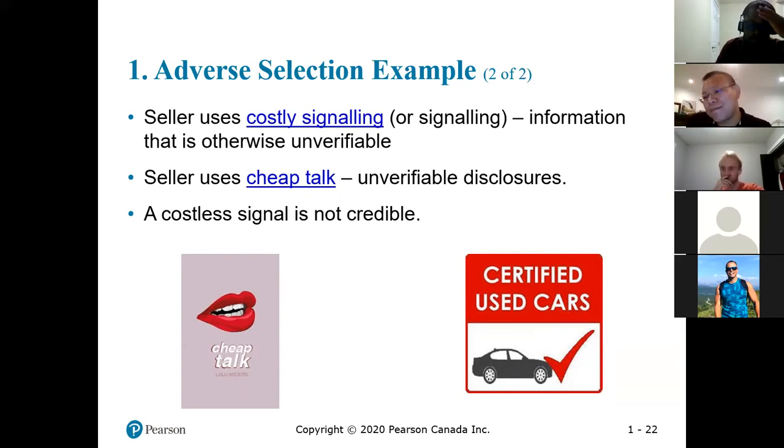In that way, it helps the seller to reduce the uncertainty. But this signal in the form of a certified report is costly. It costs money to the seller. The cheap talk doesn't cost anything, but it won't be useful. But the costly signal will help in this situation.